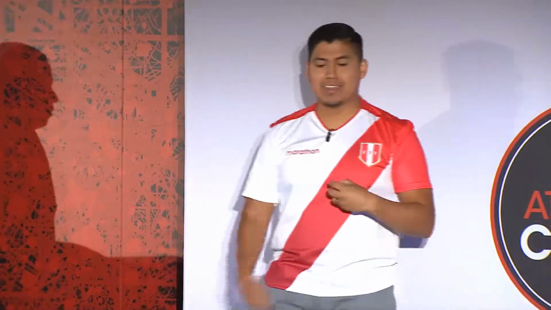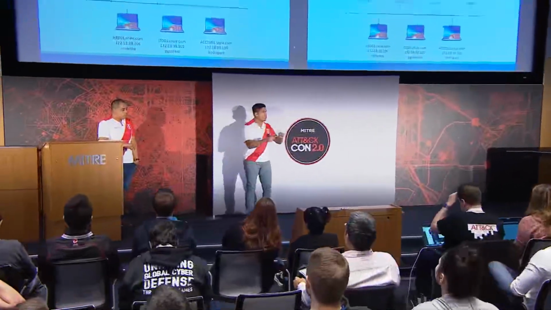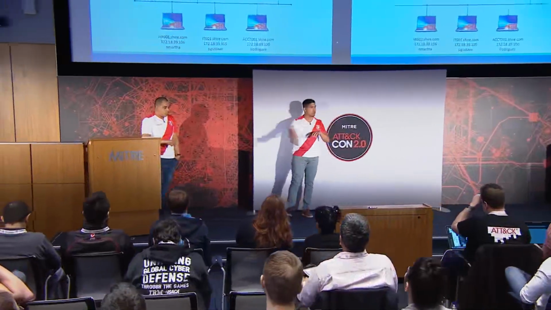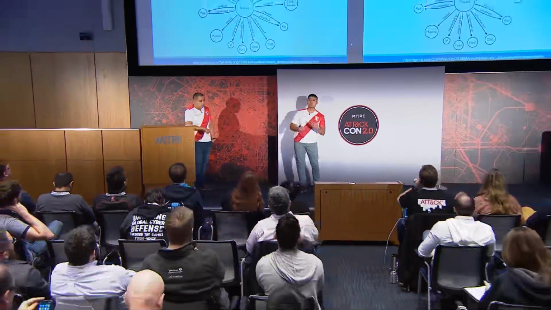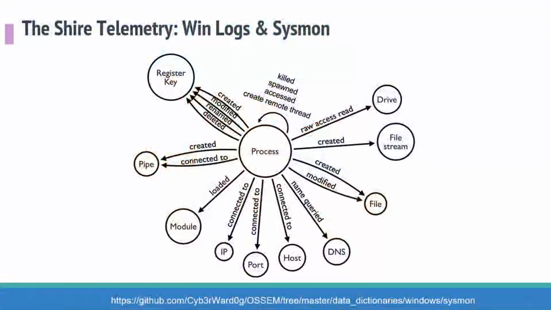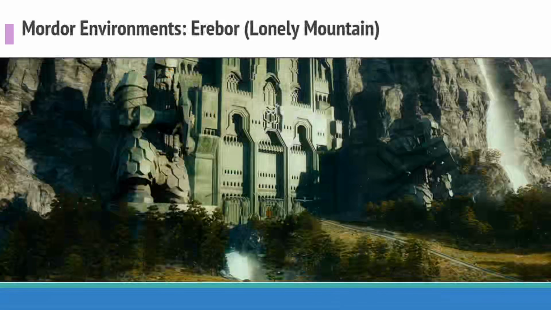We have certain environments, and if you haven't noticed yet, we love The Lord of the Rings. And the Shire is just a basic Windows environment. You have your Windows computers, your domain controller, your C2 box, and all that. And at the end of the day, we have some telemetry enabled, and everything is documented. Specific Sysmon config, specific audit policies. We take all this data, use WEF, send it to a Windows Event Collector, collect the data with Winlogbeat, send it back to the HELK, and then we can just start collecting that data also offline.